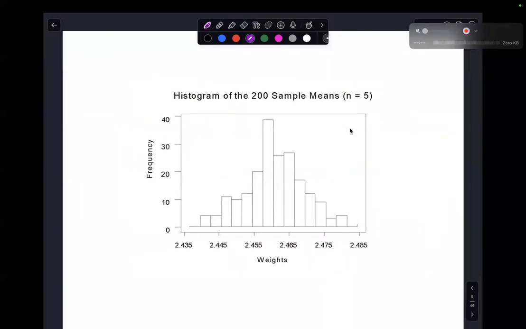So here's the histogram of the sample means. It is roughly symmetric. I can almost draw a curve over it. I have that one weird one sticking way up there. It looks slightly skewed, but it's not terrible. It's pretty much normal.